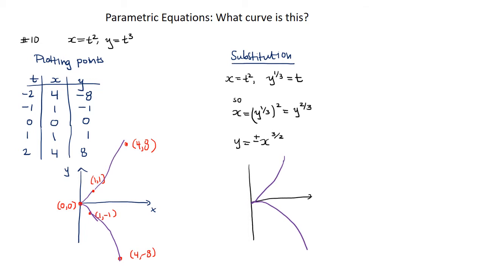One piece of information that we lost in the substitution method that we had in the plotting points method was the idea of the direction of this particle's motion. So here we can add in arrows showing how the particle is moving. Okay, so we start down here with very negative values of y. Our y values approach 0, and then get large.